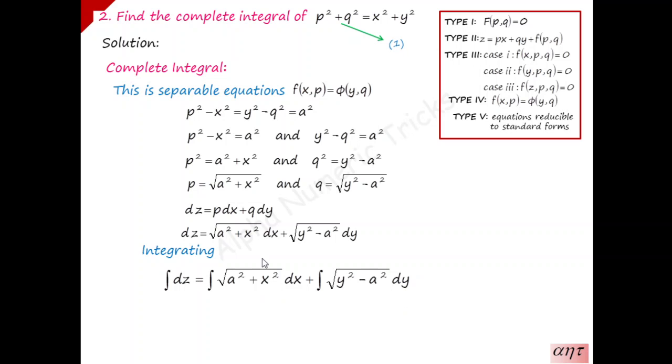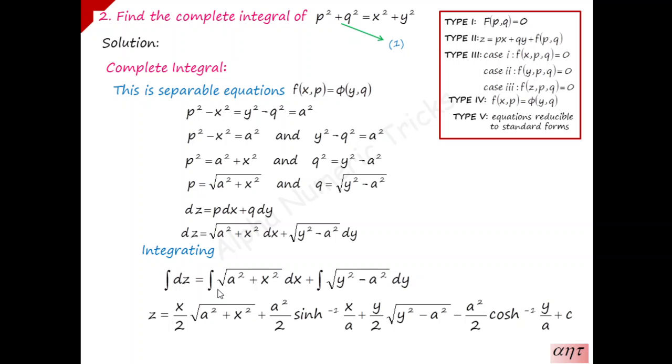Here, what is the integration of this? This is a standard integral formula. You are already familiar with that. If you do not remember, you have to remember the solution of these types of integrals. The integral formula you have to remember.